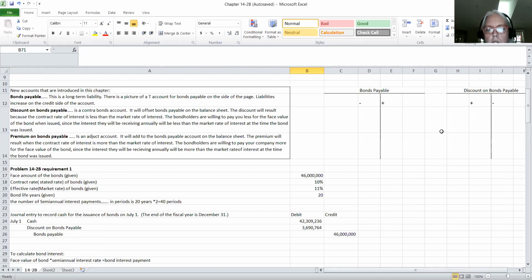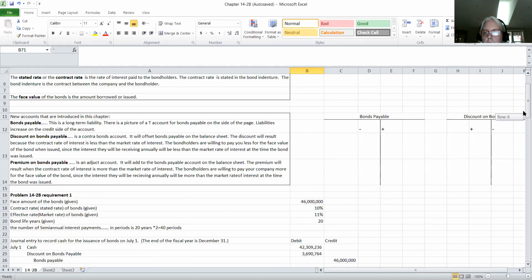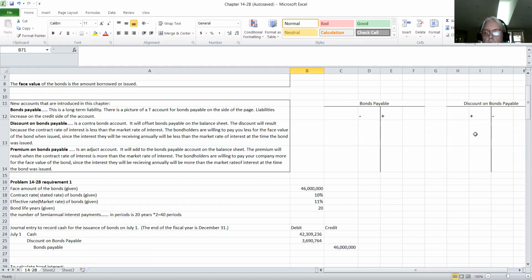Bonds payable is a ledger account. Your discount on bonds payable is a ledger account. And if there were a premium on bonds payable, it too would be a ledger account. So those are going to end up on your financial statements. Bonds payable is a liability, so it's going to go on the balance sheet. Your discount on bonds payable will go right underneath the bonds payable on the balance sheet, and it will offset the bonds payable because it is a contra bonds payable account.